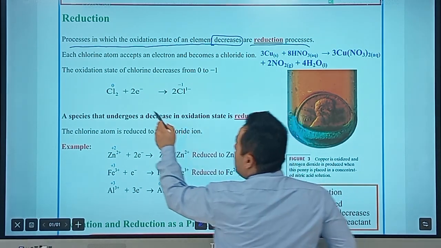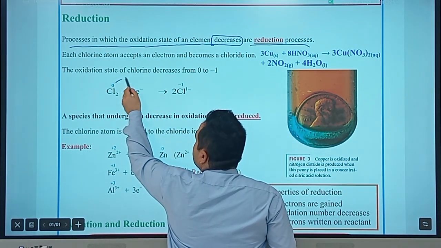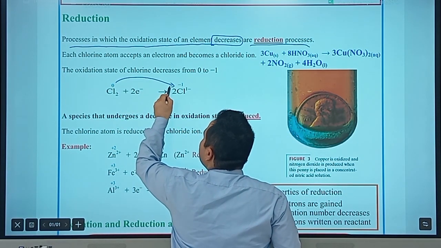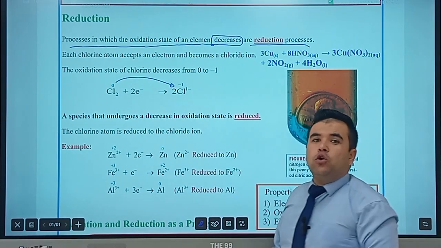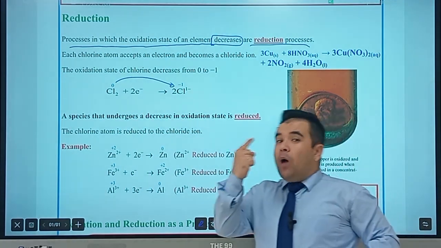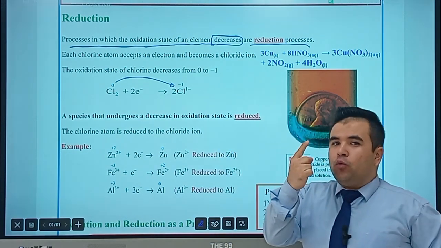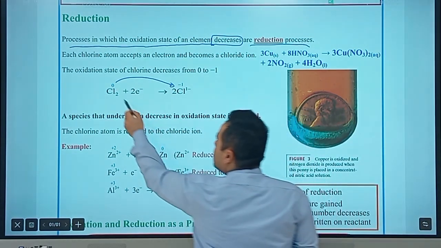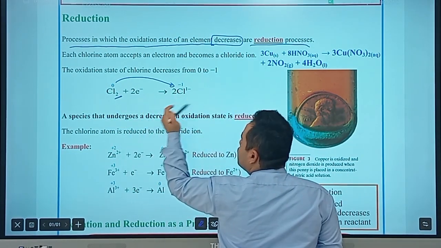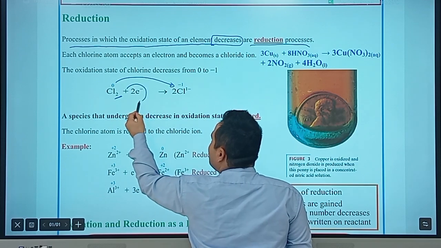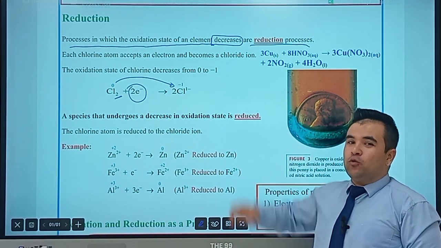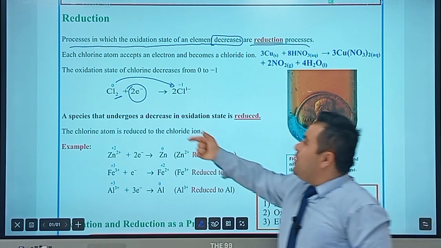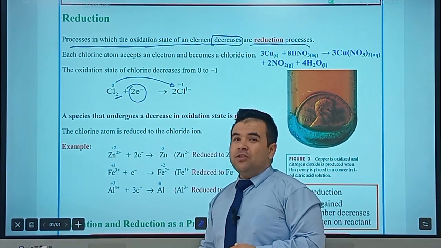In this case, guys, have a look. Cl2 goes to form Cl -1. 0 to -1, there is reduction. That is 1 for 1 chlorine. How about 2 chlorines? There will be 2. So we write 2 electrons in the reactant. Instead of writing in the product, which we did for oxidation, here it is the opposite. We write in the reactant.